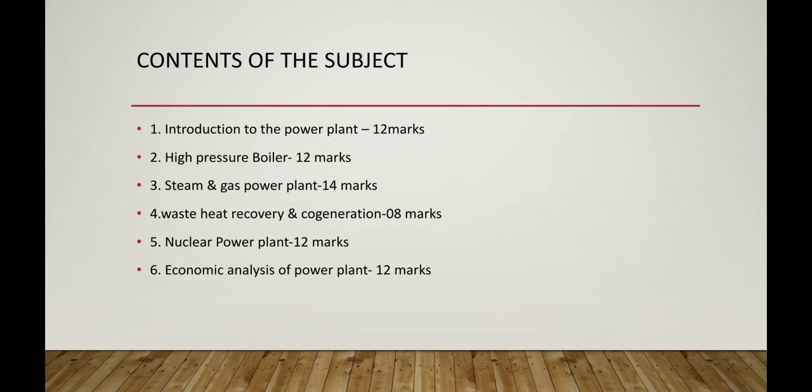And the last one is Economic Analysis of the Power Plant, which also carries 12 marks. It includes estimation of the production cost of electrical energy in various types of power plants, or the estimation of the various parameters, and the factors affecting the choice of the power plant. So this is included in the subject, in all these 6 chapters.